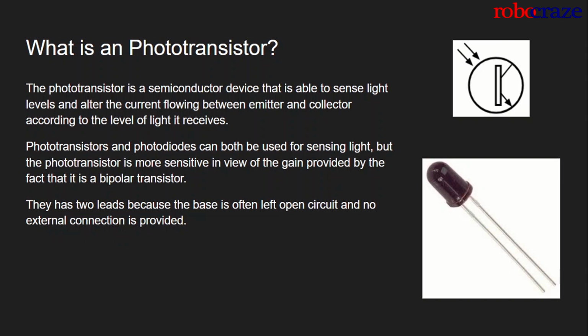You might have a question: a transistor usually has three leads, so why are only two given here? That is because the base over here is left open and no connection is provided, as we will not be using it. At the very top, you can find the symbol of a phototransistor, and at the bottom you can find a typical phototransistor.